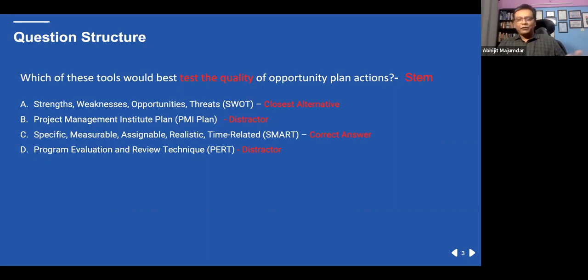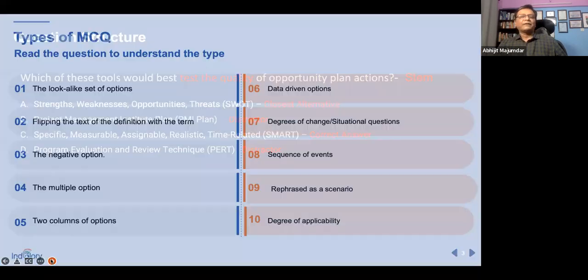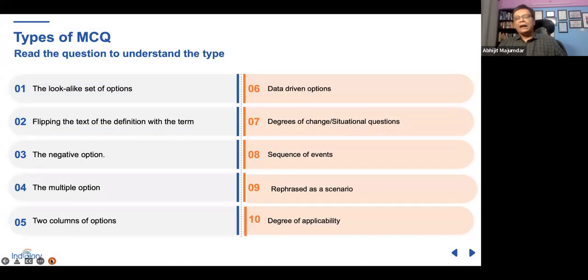Okay, so if you look at the type of MCQs, you can actually categorize them into 10 different categories. To identify that category, you have to read the question very carefully. The best thing to do is to read the question and understand the type, because when you understand the type of that question, it becomes much easier to answer it.